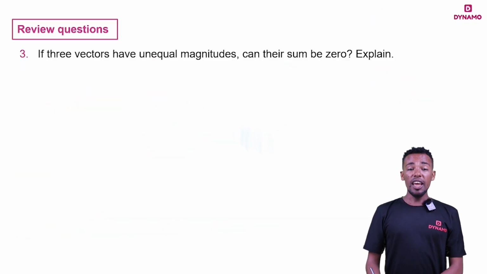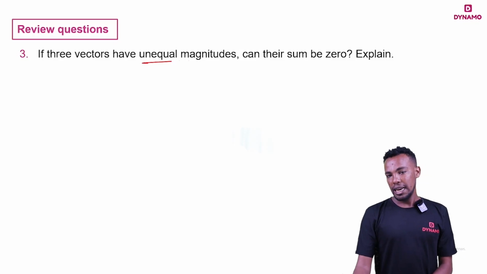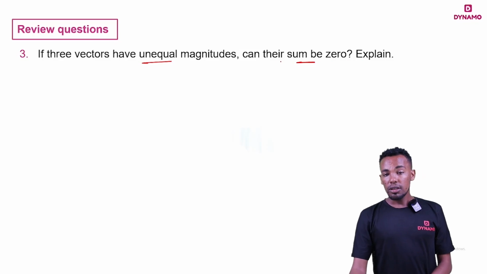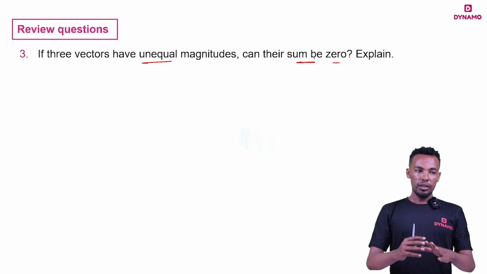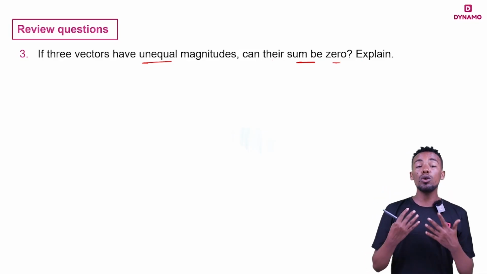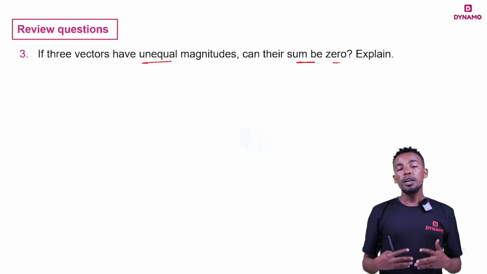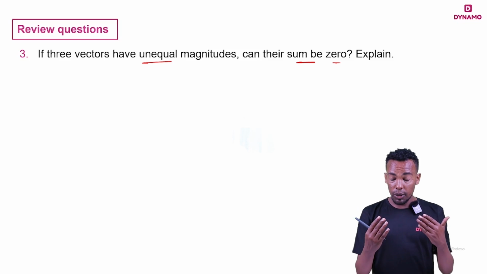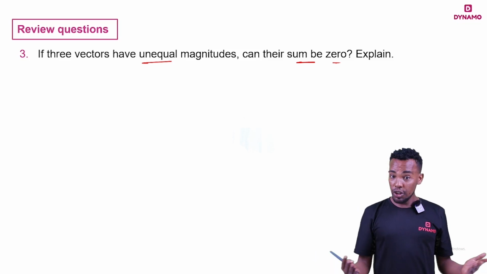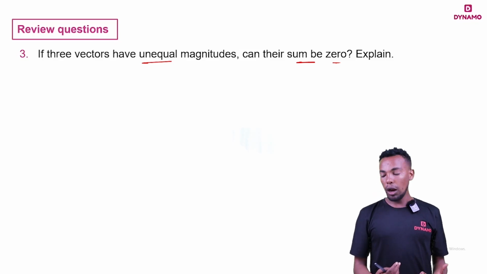The answer is what? If three vectors have unequal magnitudes, can their sum be 0? The three vectors have different magnitudes, but their sum can be 0. Yes, it can be 0. How can it be 0? Let us see how it can be 0.